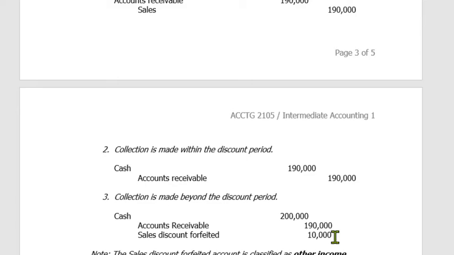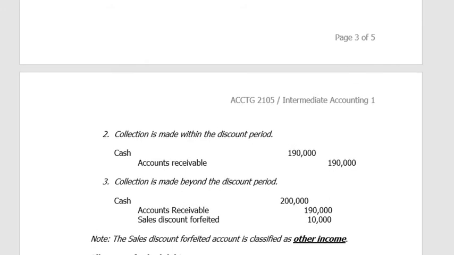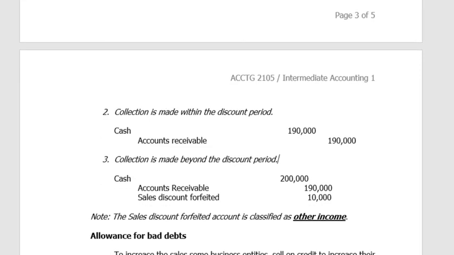Sales discount forfeited is classified as other income, because the buyer did not avail of the discount within the 10-day period, so you have income there. So that is the difference between the two: the recognition of a sales discount forfeited account under the net method, which is not present under the gross method.